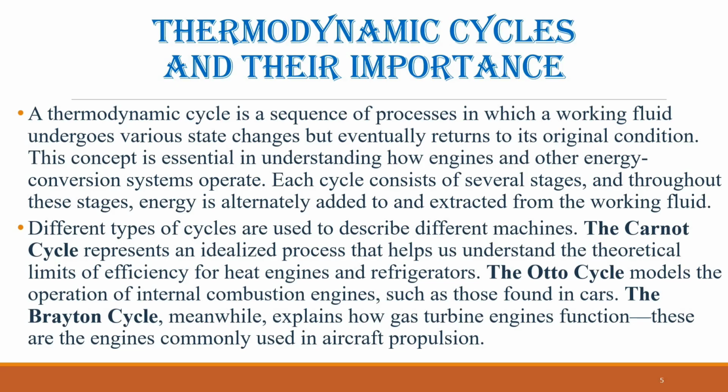Different types of cycles are used to describe different machines. The Carnot cycle represents an idealized process that helps us understand the theoretical limits of efficiency for heat engines and refrigerators. The Otto cycle models the operation of internal combustion engines, such as those found in cars. The Brayton cycle, meanwhile, explains how gas turbine engines function. These are the engines commonly used in aircraft propulsion.